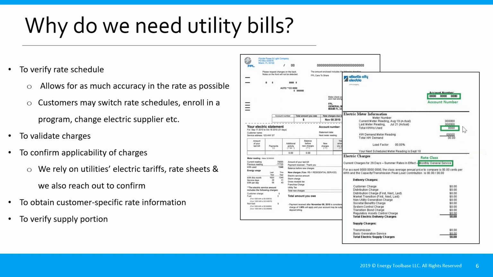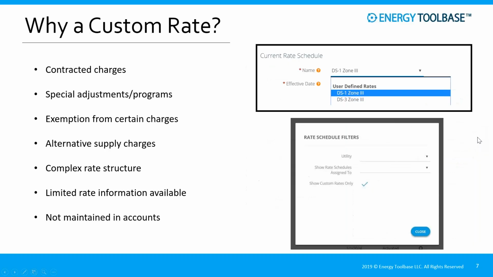So if after reviewing the bills, we notice an adjustment, enrolled program, discounts, exemption from certain charges, complex billing structure, or third-party supplier charges applied to customers in deregulated markets, we create a custom rate. Bills allow us to verify the applicability of those charges, whether it's a percentage that applies only to a certain portion of the bill, or whether the charge varies greatly throughout a year and we need to create additional seasons to take this variance into account, or simply apply an average to account for the entire year.